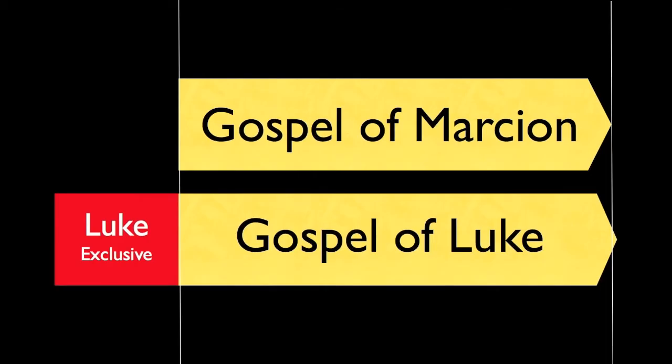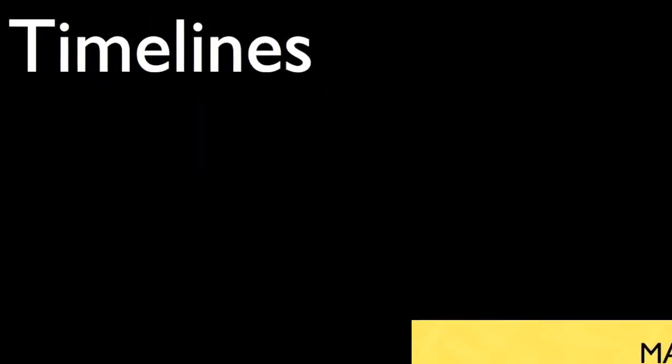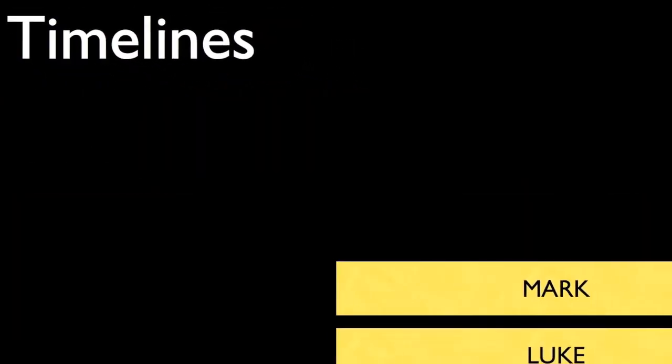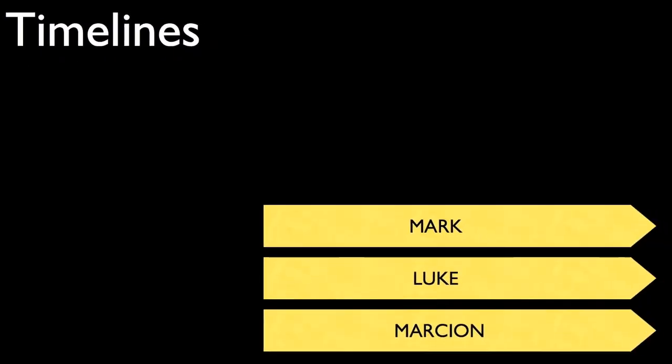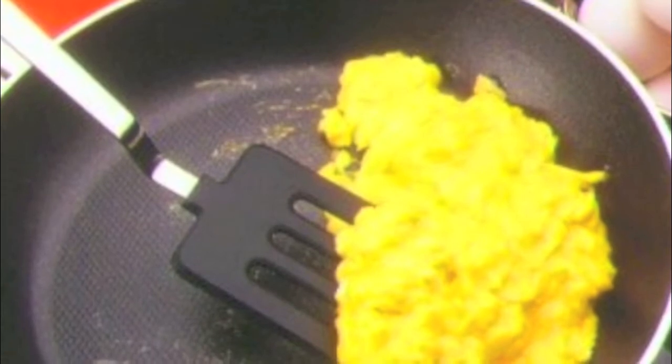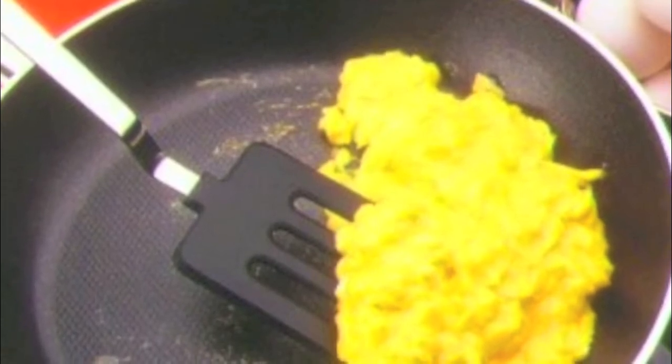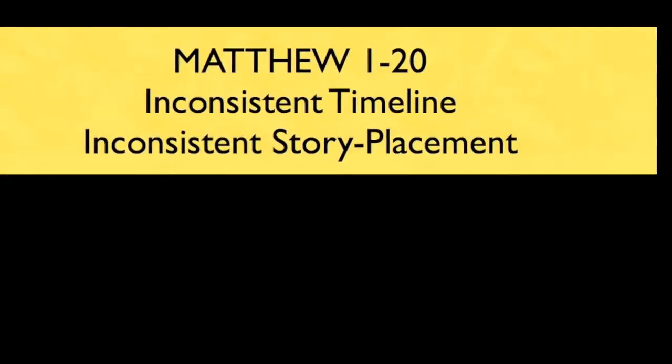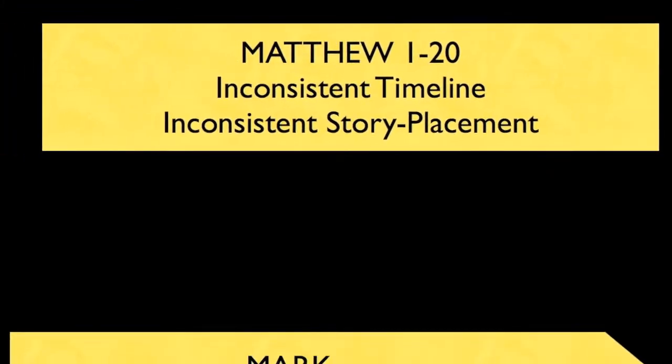The first thing that jumped out at me during this process was the timeline. Mark, Marcion, and Luke all have basically the same timeline. There were a few divergences, however, these three Gospels had an overwhelmingly consistent timeline. Matthew, on the other hand, looked like scrambled eggs. Matthew's timeline was flat out mixed, with very few consistencies with the other three. This was a surprising result.